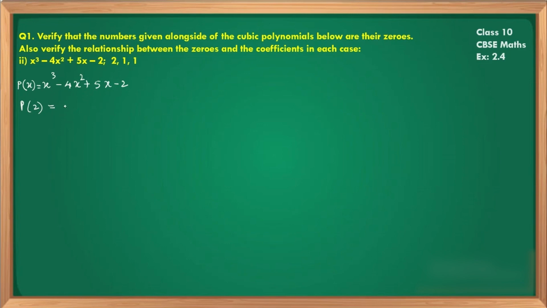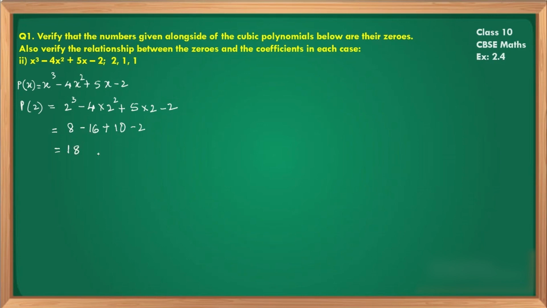Now 2 cube minus 4 into x square, that is 2 square, plus 5x means 5 into 2 minus 2. Now further simplification, 2 cube is 8 minus 4, and then 2 into 2 is 4, 4 into 4 gives you 16, plus 5 into 2 is 10, and then minus 2. Now you simplify, plus 8 plus 10 is plus 18.